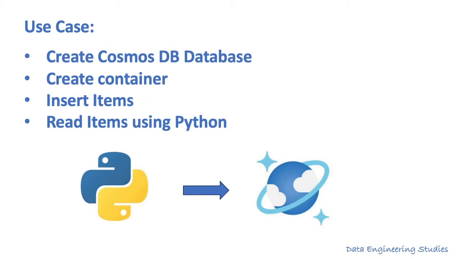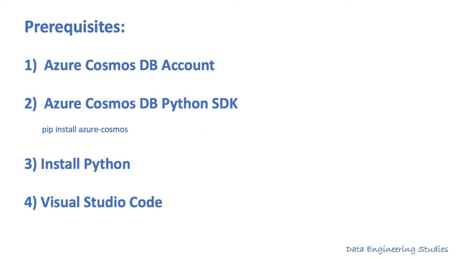Some of the prerequisites of this video are: you need to have a Cosmos DB account, and you need to install the Azure Cosmos DB Python SDK. We can install it using the command pip install azure-cosmos, and we need to have Python installed. We are going to write the Python code using Visual Studio Code.